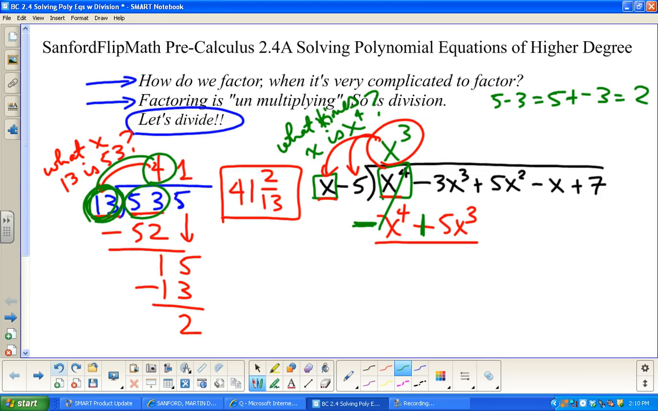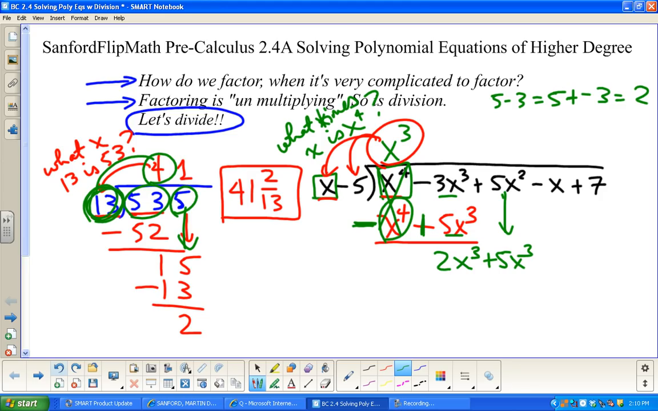The reason I do it this way is that people typically make mistakes. They'll remember to subtract the x to the 4th, but then they will add just 3x cubed plus negative 5x cubed, and they make mistakes. You're more likely to make mistakes if you don't distribute the negative. Okay, now again, just like we brought the 5 down, we're going to bring the 5x squared down.